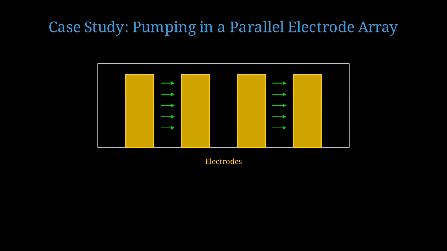The idea is to pump fluid from left to right. The phase shift between electrodes creates asymmetry. Without it, each electrode pair would pump symmetrically and produce no net flow. With phase shift, you break symmetry and get net pumping.